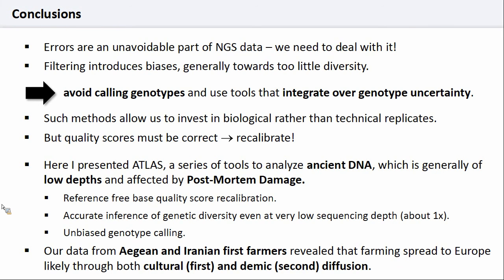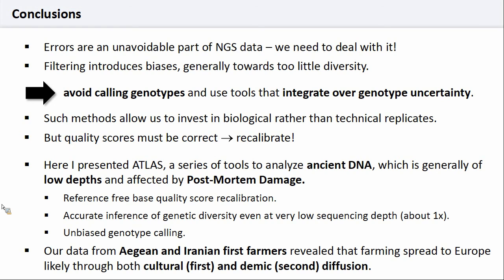Now, applying all this logic to the ancient DNA case, I presented some tools that we implemented in Atlas, the analysis tools for low coverage and ancient samples that we developed. It's a tool specifically designed to work with ancient DNA. Ancient DNA has two major things to deal with, low sequencing depths and postmortem damage, and both have to be properly taken into account. I showed you how we developed a reference-free base quality score recalibration. I think that might also be interesting for people working with non-model organisms, for instance.